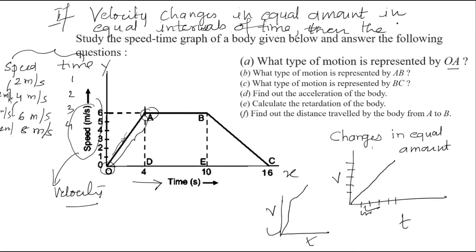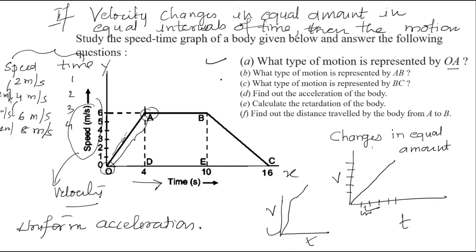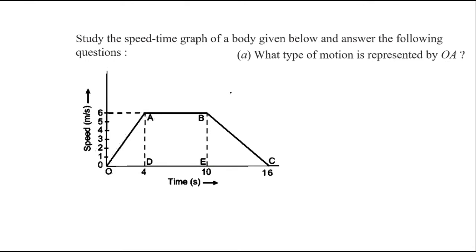so I'll write here: uniform acceleration. So please understand, therefore, what does this motion from O to A represent? Uniform acceleration, right?